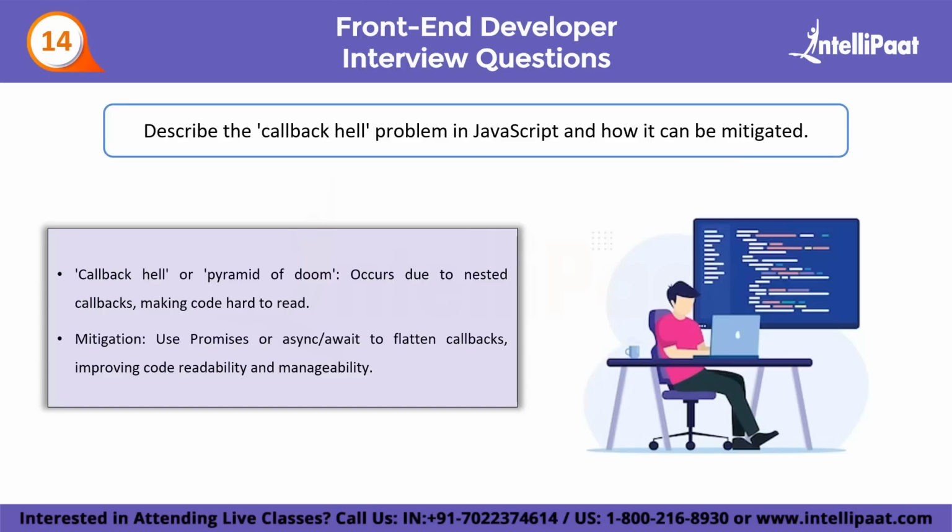This situation arises when dealing with multiple asynchronous operations like fetching data, where each operation depends on the result of the previous one. The nesting of callbacks can become confusing and difficult to manage. In order to mitigate the callback hell problem, you must define separate named functions instead of using anonymous or unnamed functions as callbacks. This makes your code more organized and readable.